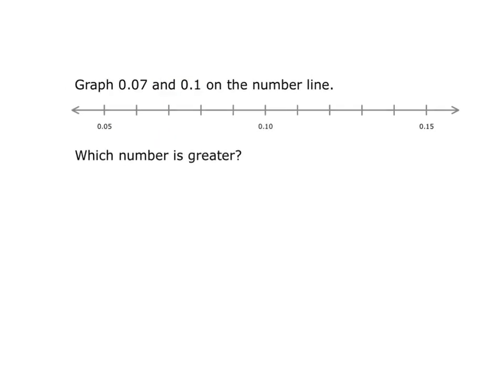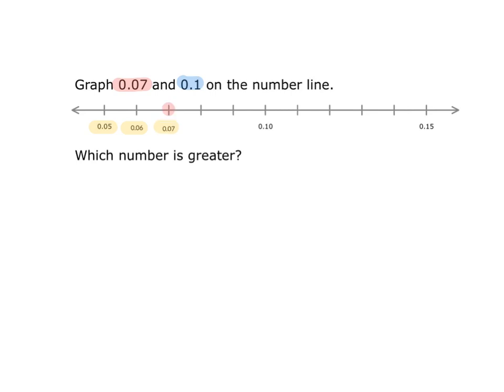In this example, we're going to graph 0.07 and 0.1 on the number line. As you can see, some of the numbers are not in the number line, so we need to figure out where these fit. 0.07, I can see that there's 0.05. I'm going to count up. 0.06, 0.07 would go right here.